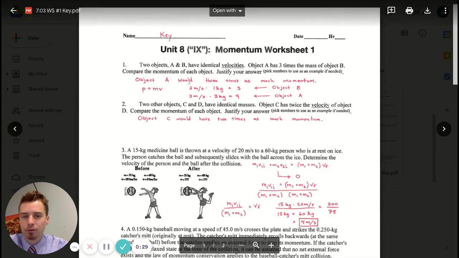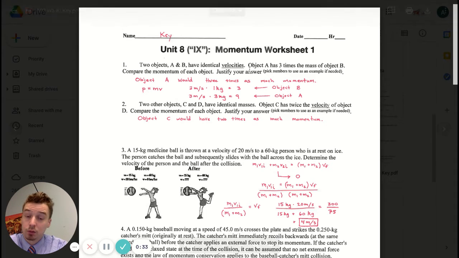So object A would have 3 times as much momentum if it had 3 times as much mass, but the same velocity. So for example, if I use 3 meters per second for both their velocities, object B only has 1 kilogram of mass and object A has 3 kilograms of mass, so it is 3 times more massive. It would have a momentum of 9 kilograms times meters per second, whereas object B would only have 3 kilograms times meters per second for its momentum.